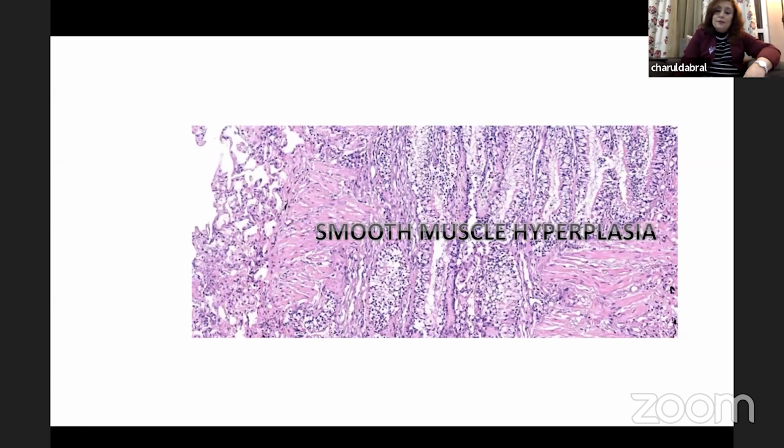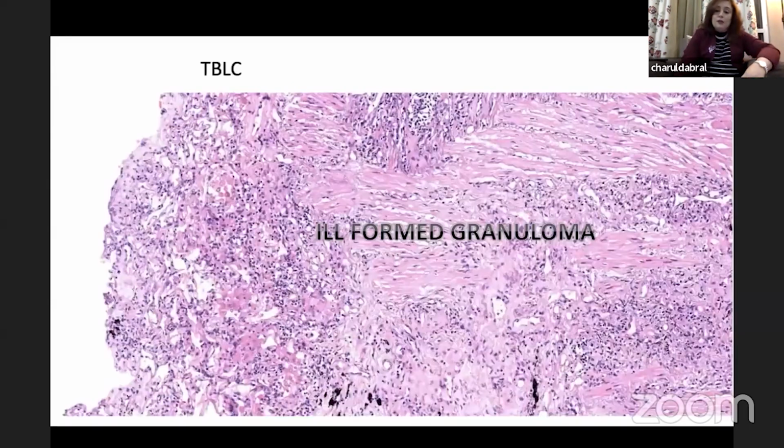So this is a higher magnification just to show a lot of smooth muscle hyperplasia. So this could be bronchiolitis obliterans causing smooth muscle hyperplasia with cellular bronchiolitis and a lot of pigment. And here, obviously, you can see some ill-formed granulomas, which are centered around the bronchioles and a lot of pigment with smooth muscle hyperplasia. So we are getting a lot of major features in this case.